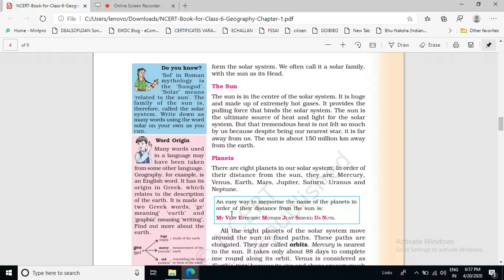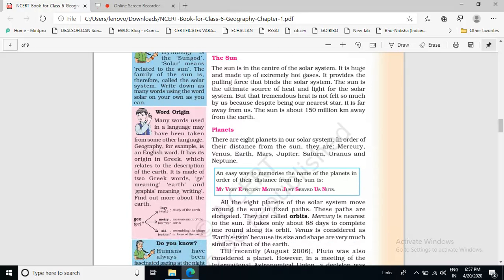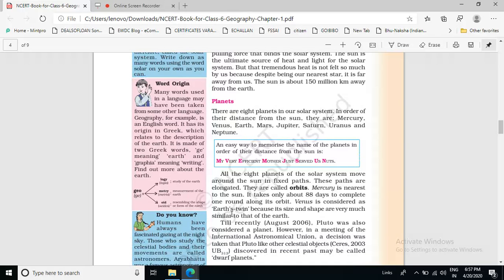So we find that there are 8 planets in the solar system, and these planets always keep moving around the sun, and they move around the sun in a fixed path. These paths are elongated. The path is not a circle, but it is elongated. Okay, and this path is called orbit.